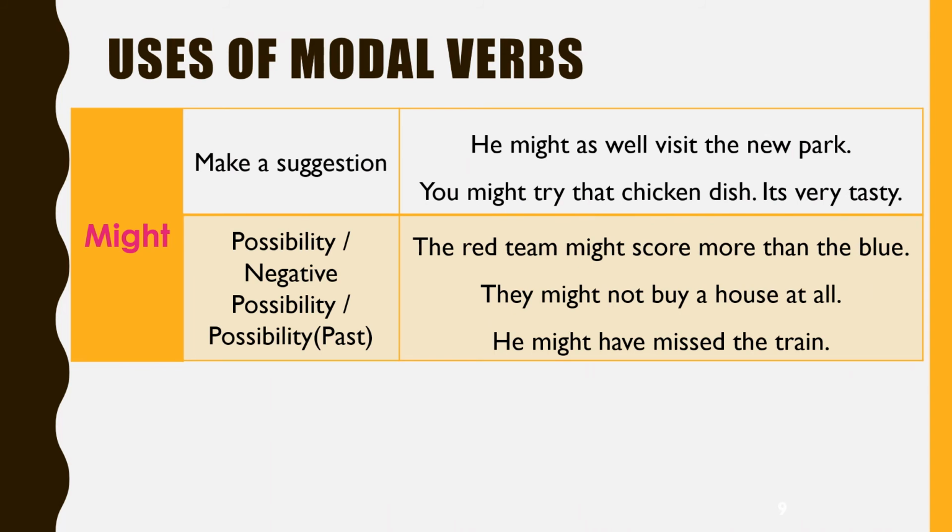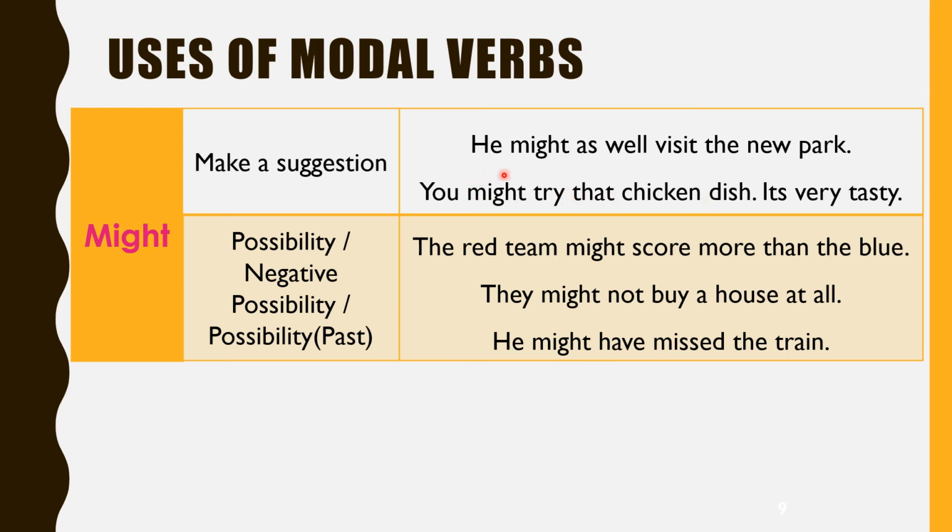Our next modal verb is might. So might can be used for making a suggestion, to express possibility or negative possibility or a possibility in the past. Okay. So for making a suggestion, we can use he might as well visit the new park, the same as may. So sometimes may and might can be interchangeable.